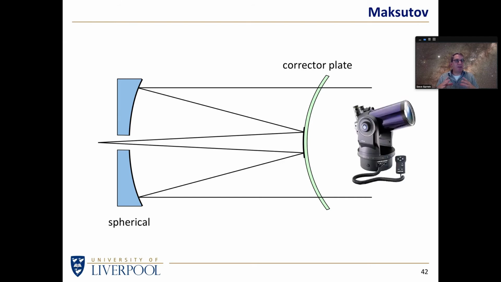They tend to be a little bit smaller than Schmidt-Cassegrain telescopes, but that characteristic corrector plate shape being concave, as seen from the outside, identifies it as a Maksutov. If that front element looks flat, it's probably a Schmidt-Cassegrain. If that front element looks concave, it's probably a Maksutov. If the front element looks convex, you're probably looking at a refracting telescope with an objective.